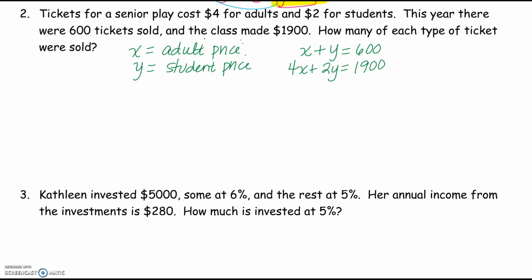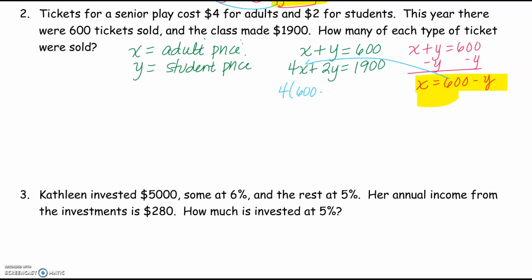I'm going to have to solve my top equation in terms of either x or y. So in my case, I'm going to take x plus y equals 600, and I'm going to subtract y from both sides. X equals 600 minus y. I'm going to take what that equals for x, and I'm going to put it in right there. So I'm going to get 4 times 600 minus y plus 2y equals 1,900.